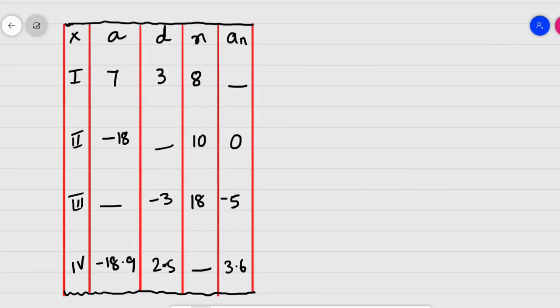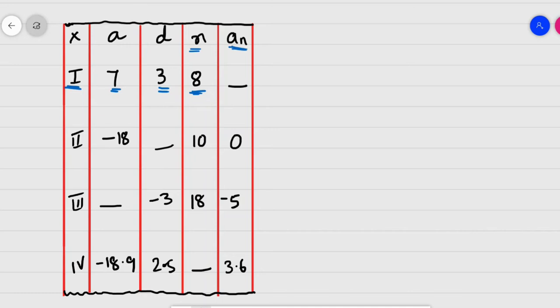Let us see how you can solve this. You have to fill in the missing numbers. See, you have to fill in the missing number. The first question is A is given as 7. Common difference is 3. Now number of terms 8. N means number of terms 8. And you have to find AN, that means nth term.